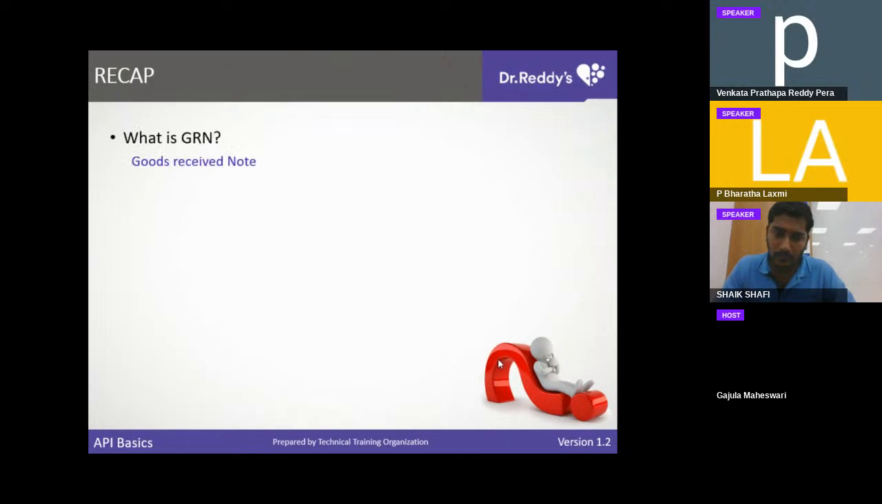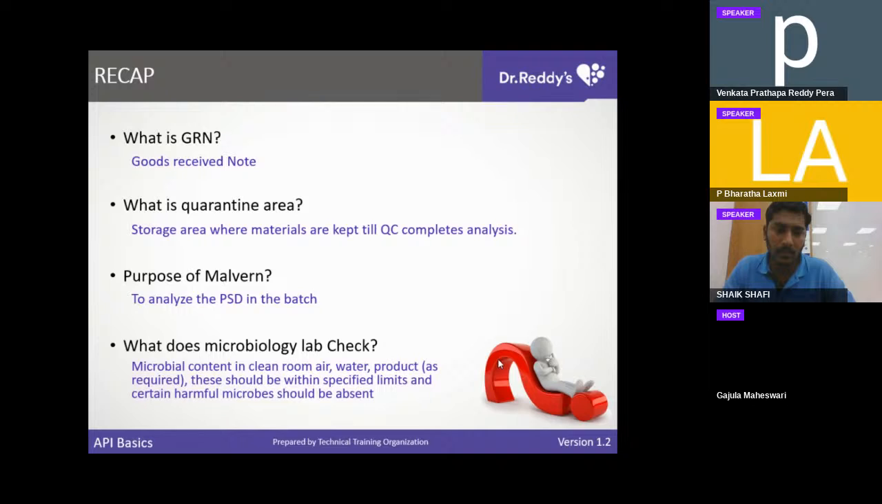Yes, we continue. Again, some recap. What is GRN? It's a goods received note. When any material is received in the warehouse, warehouse people will prepare this. Again, what is quarantine? Once material is received, it is kept in quarantine after sampling. That is called quarantine. The purpose of Malvern is to analyze the particle size.